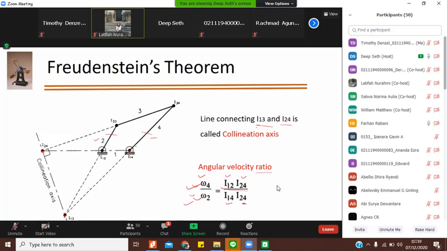Sir, can I ask a question? Yeah. What's the difference between the center of velocity and center of rotation? So you are asking the difference between center of velocity and center of rotation. Okay. Yeah.